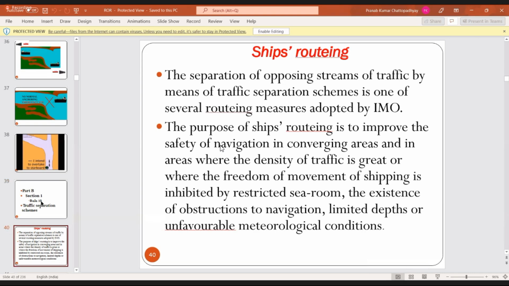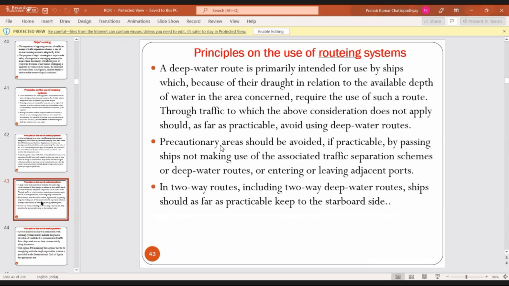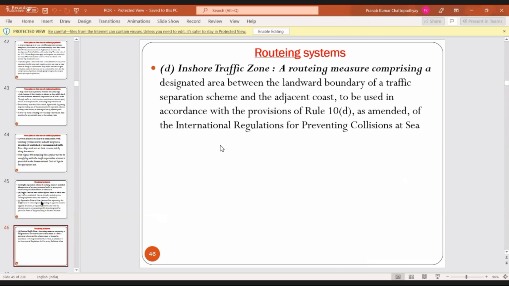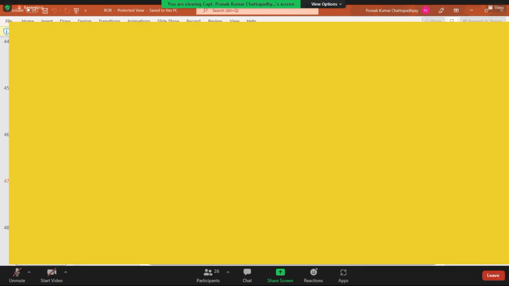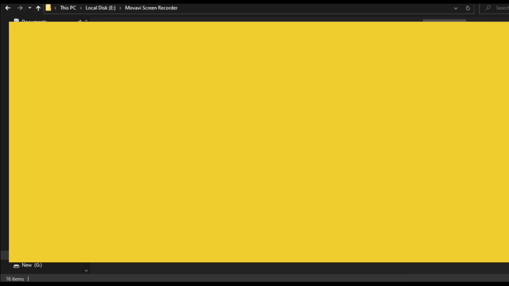We have already talked about this, so we skip on that. Here, the rule says this rule applies to traffic separation schemes adopted by the Organization, and that means these rules are specially for this traffic separation scheme and do not relieve any vessel of its obligation under any other rule. Okay.